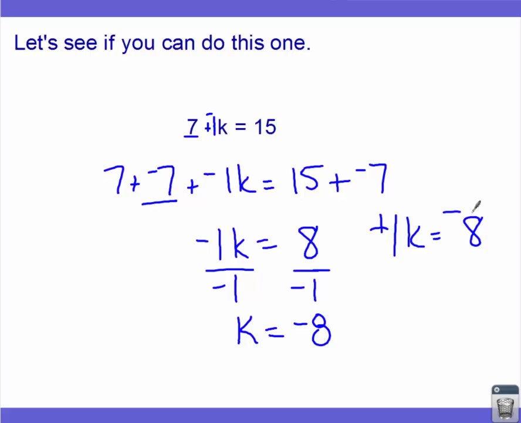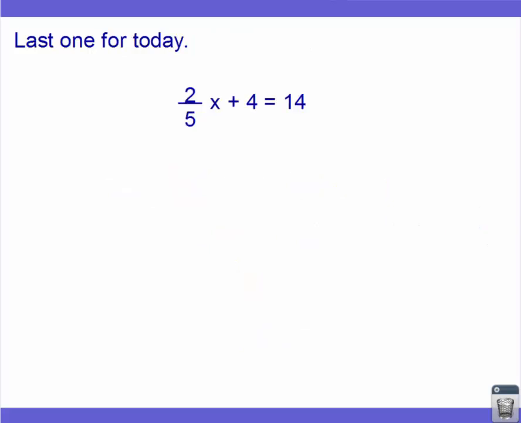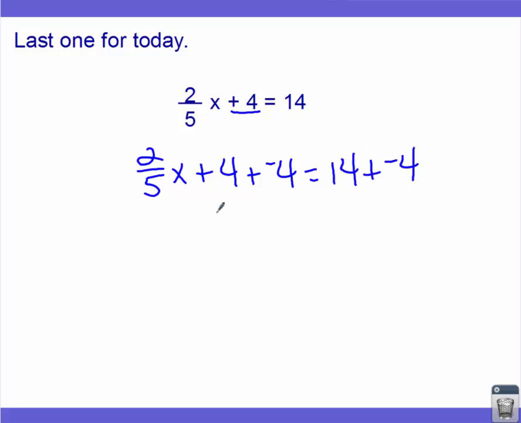One last question and then we'll be done for this lesson. So here is the last one. What if I have a fraction? Okay. Now we start off the same way. We still start off by getting rid of that 4. So 2/5 x plus 4 plus negative 4 equals 14 plus negative 4. So we end up with 2/5 x is equal to 10.